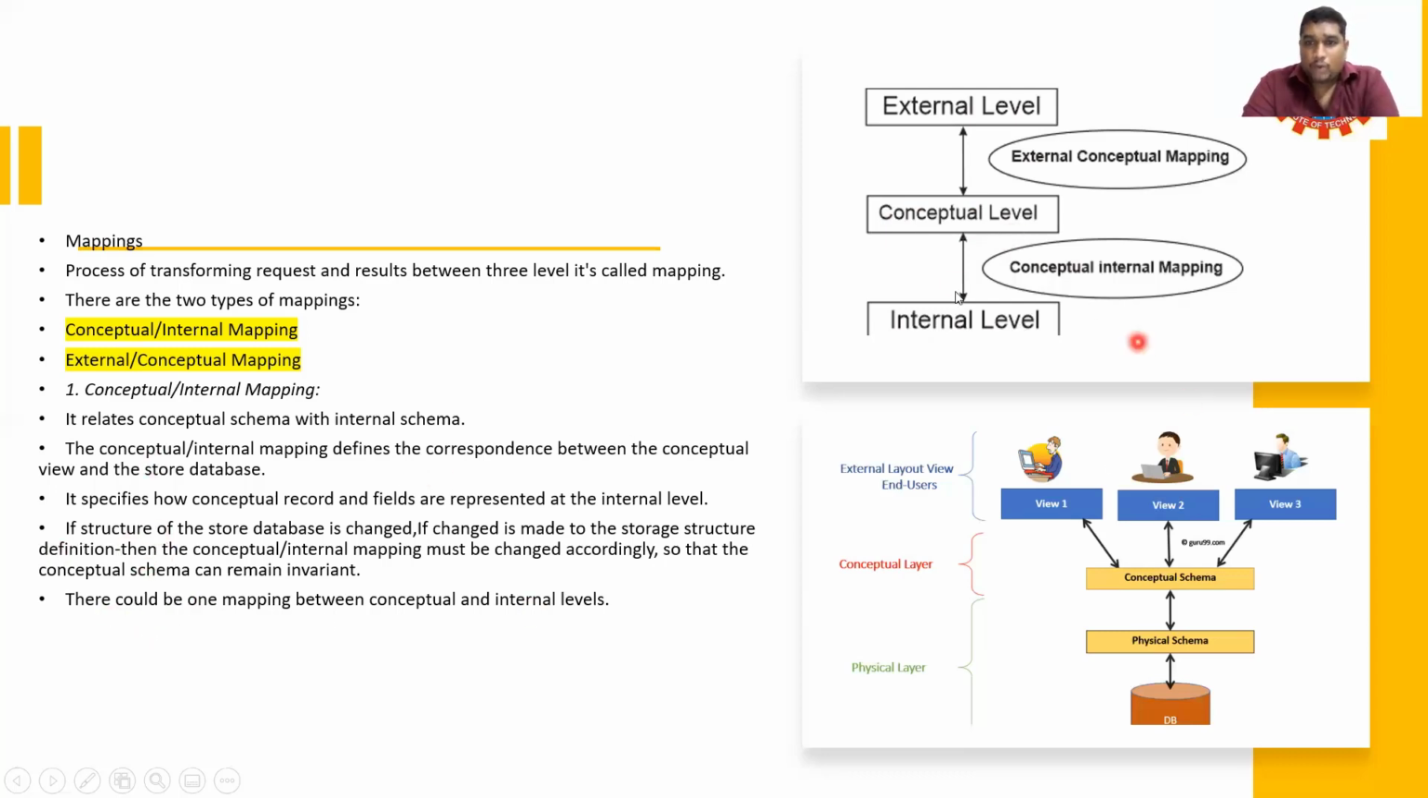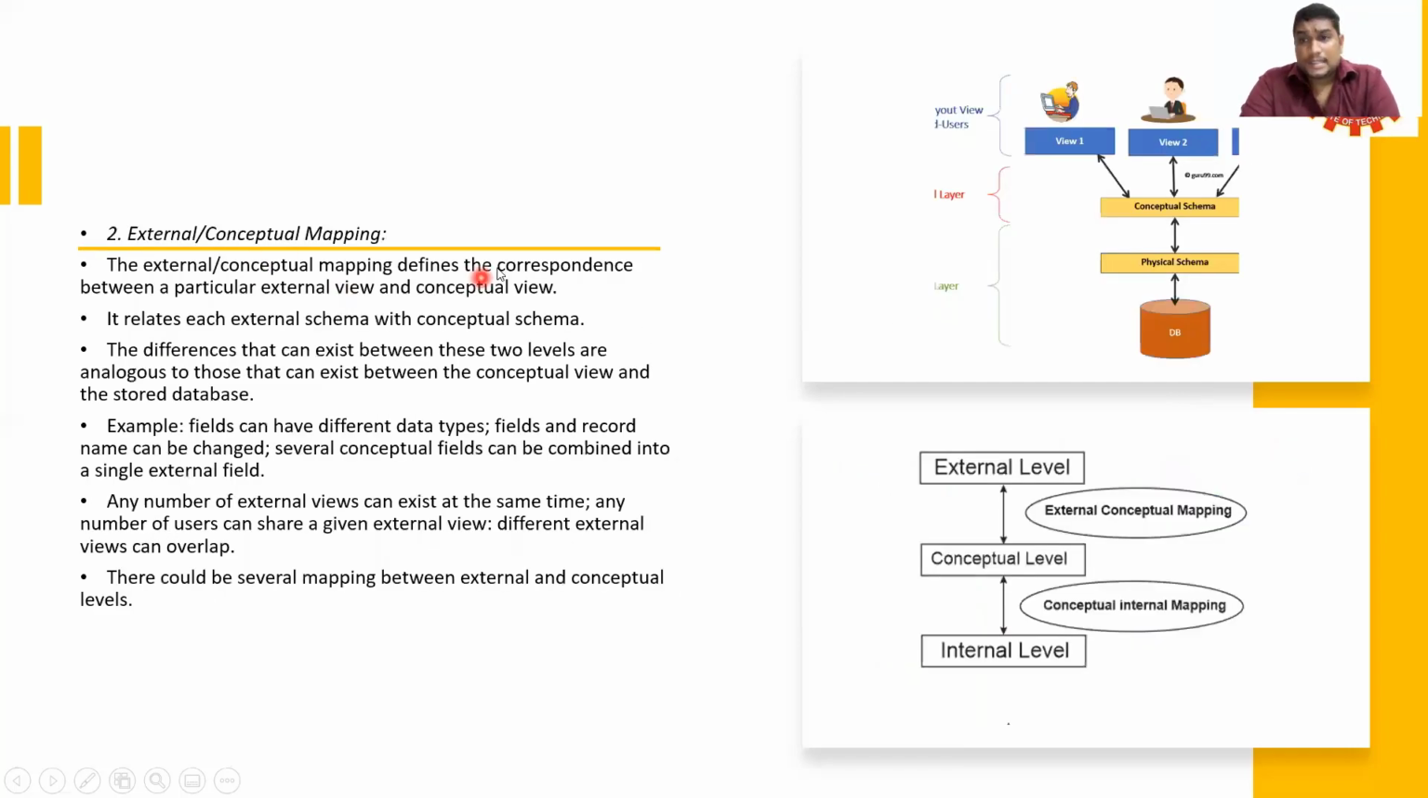There could be only one mapping. See here, only one mapping. One mapping means the DBA gives information to the physical level, which gives information to the conceptual level. That is nothing but only one mapping between the conceptual and internal level. Next, the second concept is the external-conceptual level. This is one, so we have only one mapping here, but here we have more mappings.